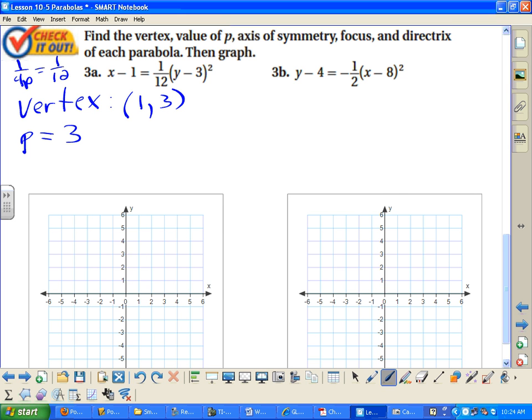Okay? Next thing we want is the axis of symmetry. In this case, since it opens horizontally, that's going to be y equals the value of K, which would be 3. Y equals 3 is our axis of symmetry there.